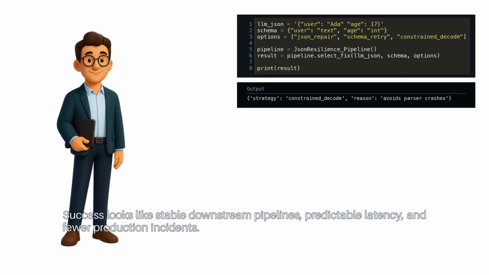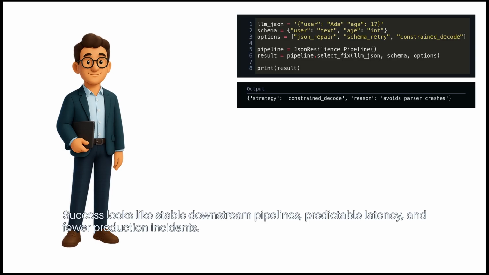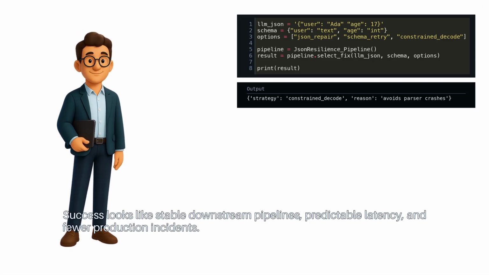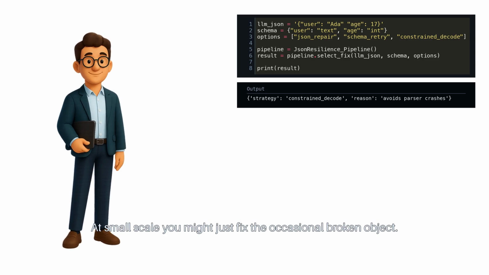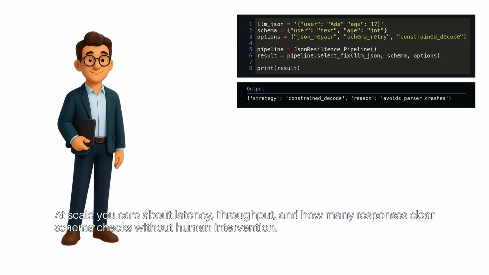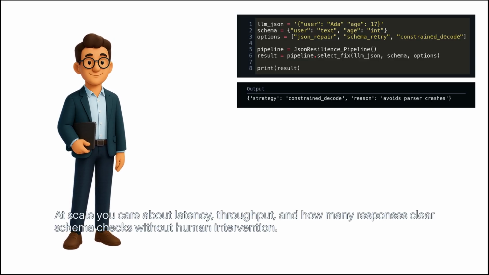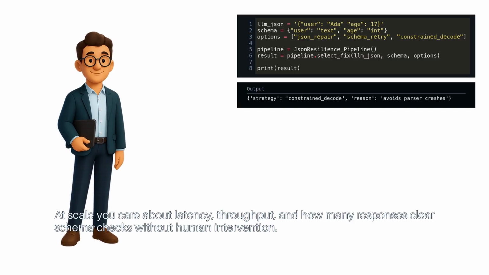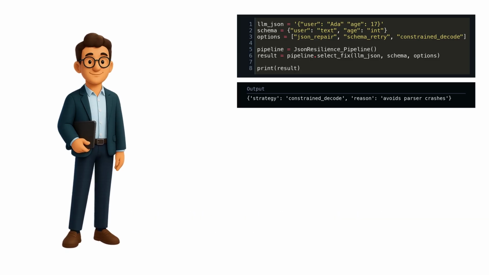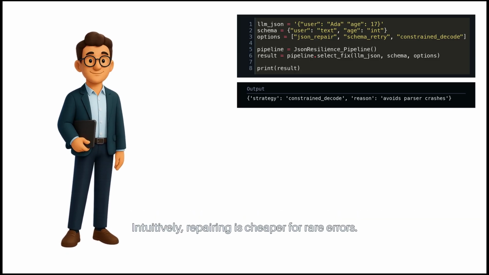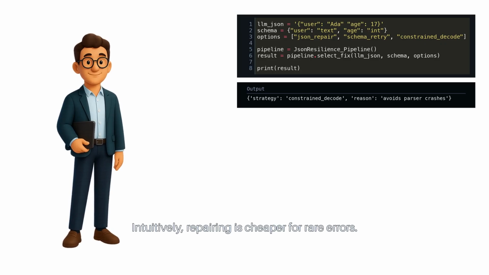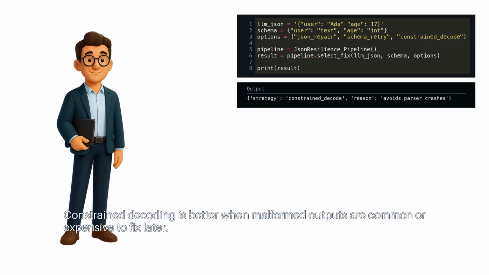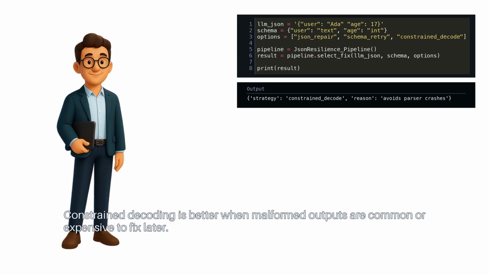Success looks like stable downstream pipelines, predictable latency, and fewer production incidents. At small scale, you might just fix the occasional broken object. At scale, you care about latency, throughput, and how many responses clear schema checks without human intervention. Intuitively, repairing is cheaper for rare errors. Constrained decoding is better when malformed outputs are common or expensive to fix later.